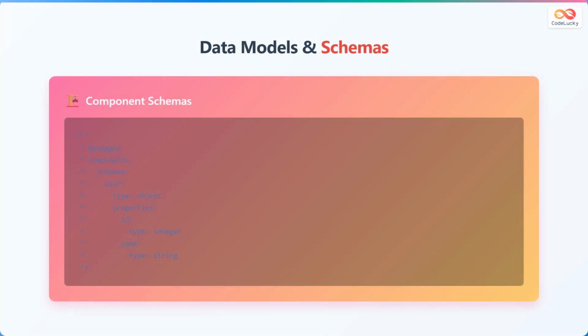Data models and schemas can be defined using the Component Schemas section in Swagger. Here is an example of a user schema, which defines the structure of a user object, including the types of its ID and name properties.